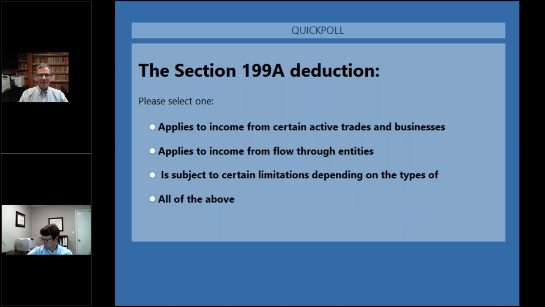So the Section 199A deduction, the answer here, by the way, is D, all of the above. But the question is, does it apply to income from certain active trades or businesses? Does it apply to income from flow-through entities? Is it subject to limitations depending on types of business and the income of the owner? And the answer is, surprise, surprise, D, all of the above.